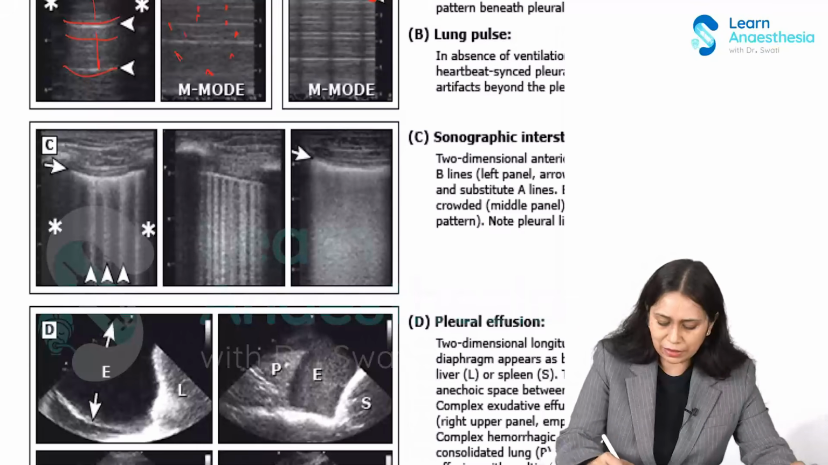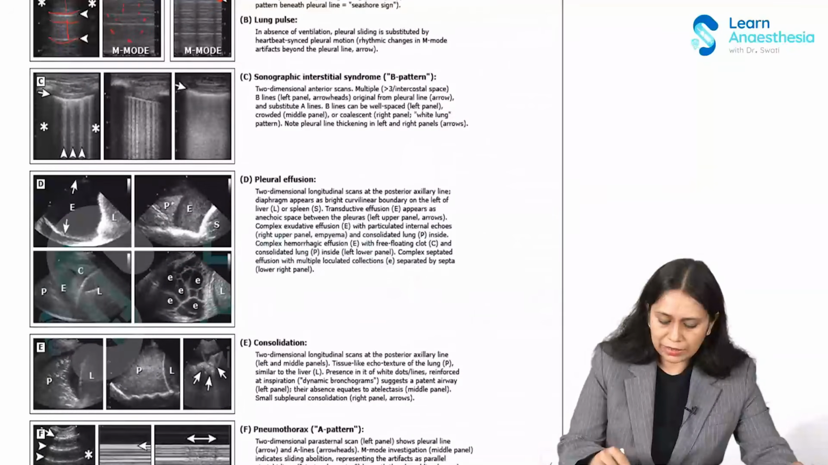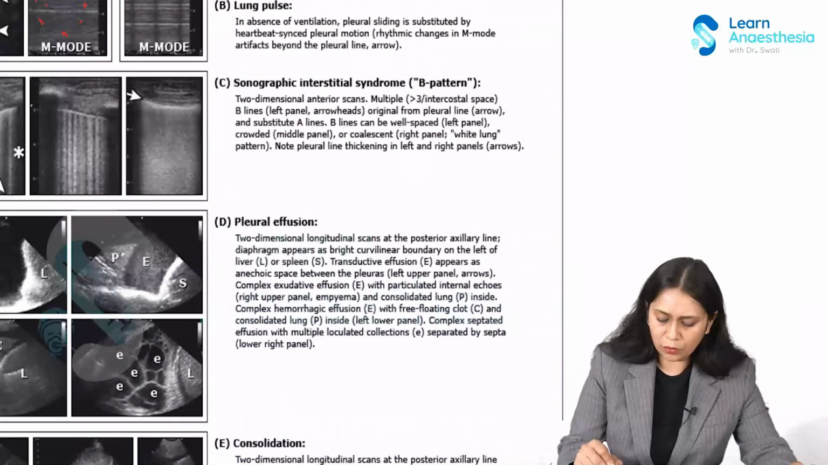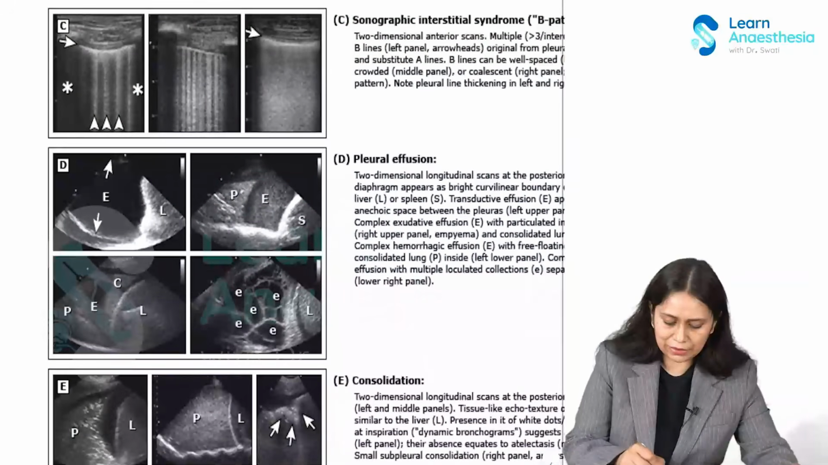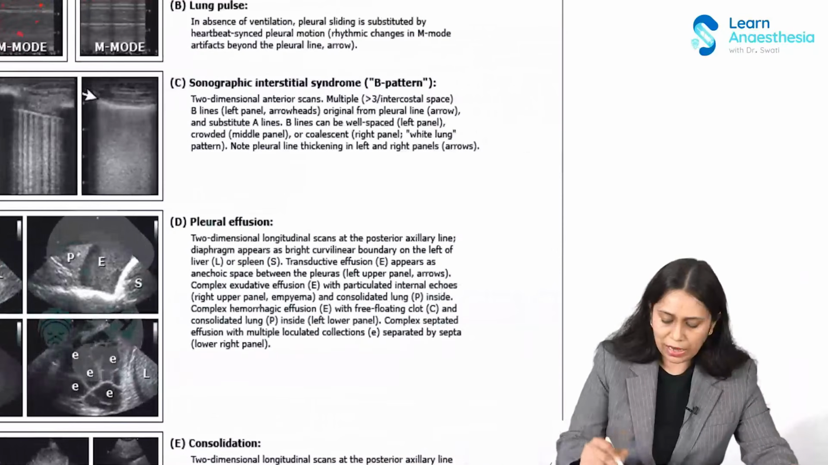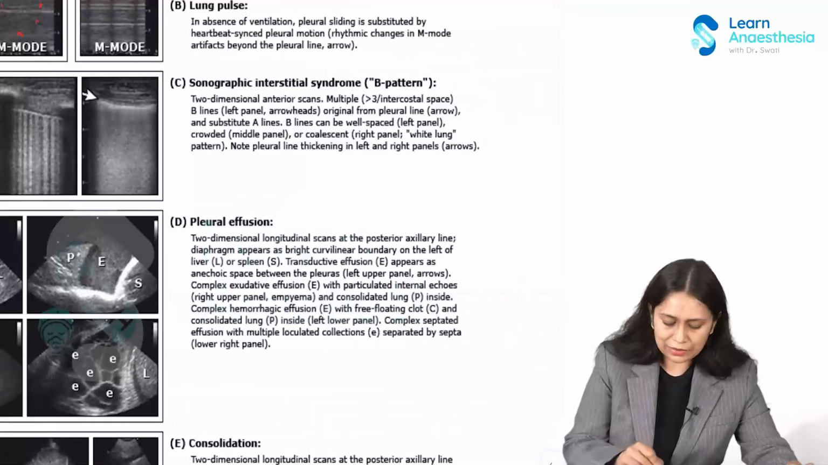We will see, if we stop the ventilation at this point, lung pulse in M mode. Okay, so in two-dimensional and M mode, at the pleural line, we will see A lines, the arrowhead, right? These are the A lines. Okay, and the lung sliding sign we will see. Then we will see the seashore sign, and this is lung pulse.